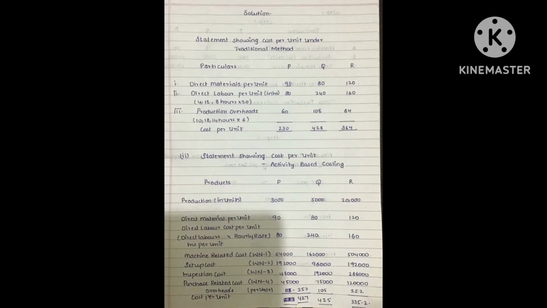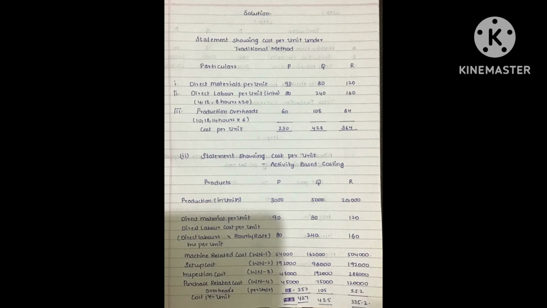Let us start with the statement showing cost per unit under traditional method. As we know that direct materials and direct labor hours can be ascertained per unit basis, we can write directly the amount. In case of production overheads, as we know that overhead recovery rate is given, which is 6 rupees, and we also know the machine hours per each product, we can multiply and write the amounts, so we'll get cost per unit easily.